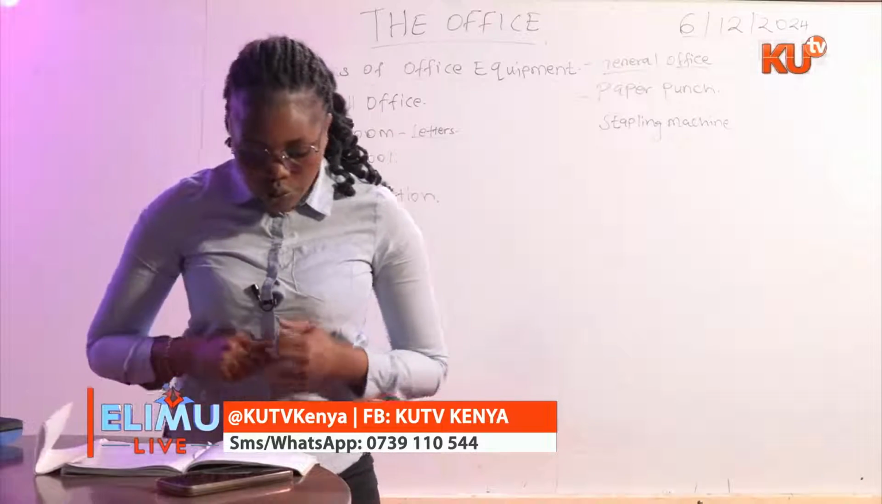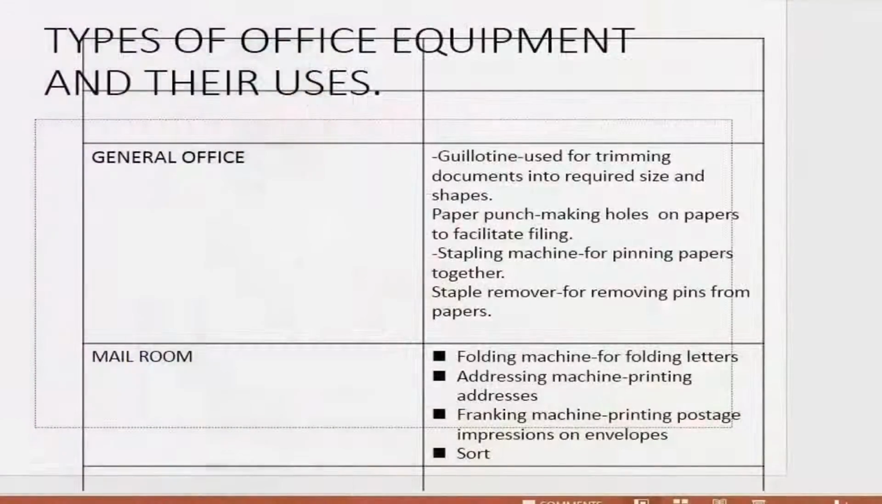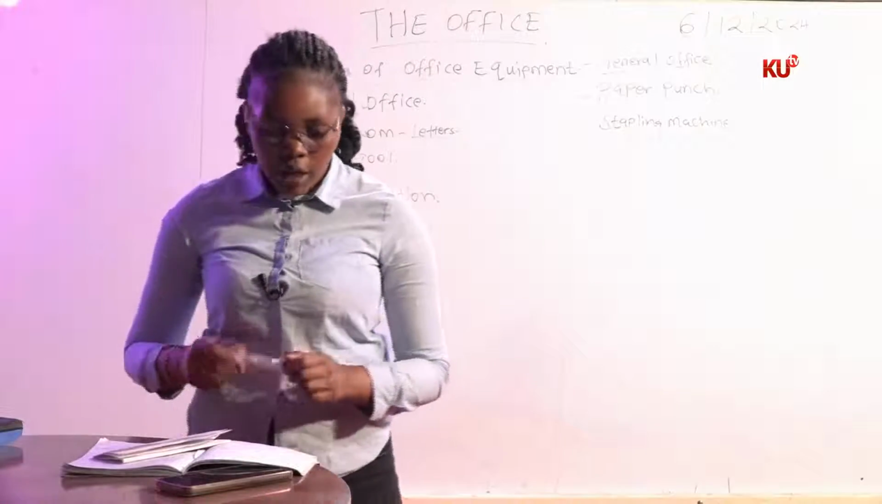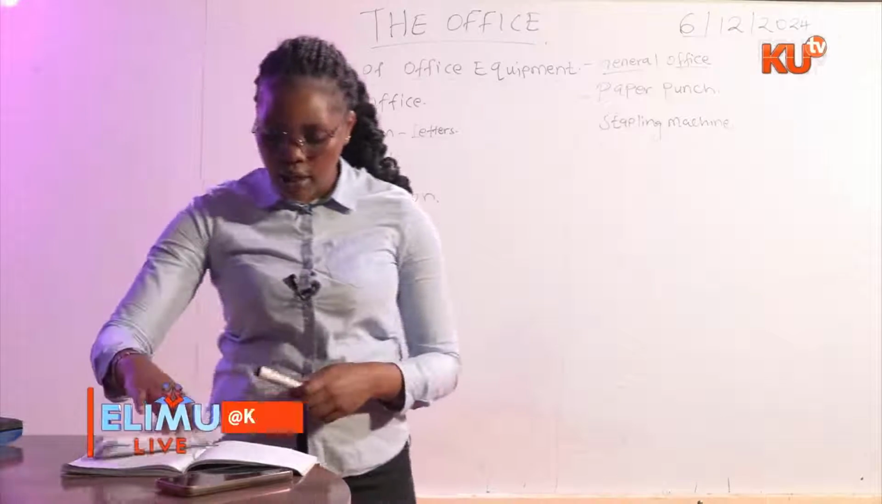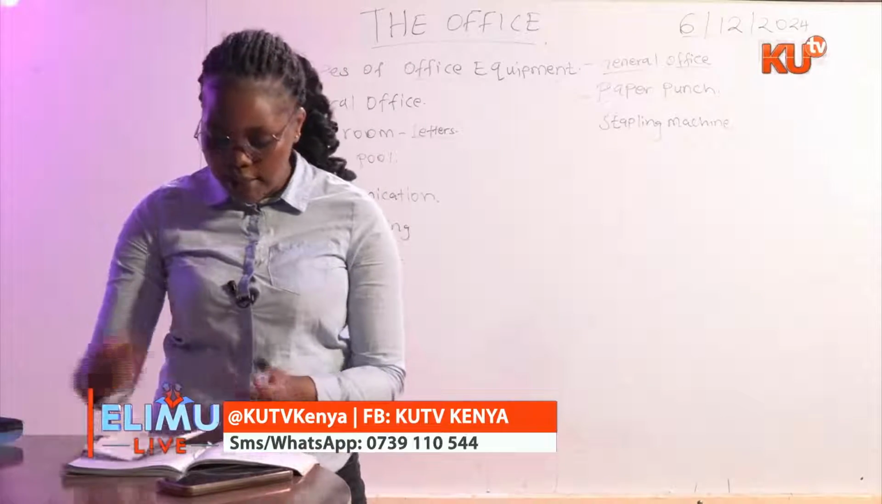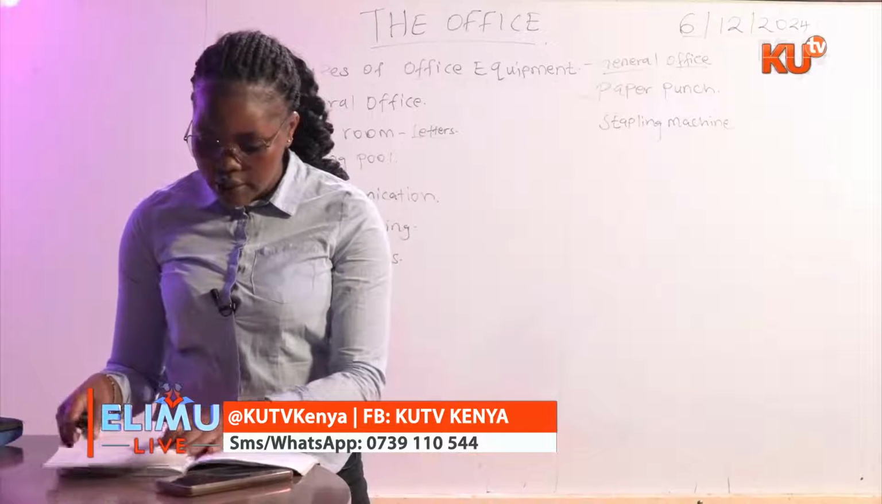Equipment number 2, we have an addressing machine. As you all know, when you are sending letters, the letter needs to have addresses. So with an addressing machine, instead of sitting down and writing all those addresses, there is a machine that puts addresses on the letters, or rather on the envelopes of the letters. So that one is an addressing machine.